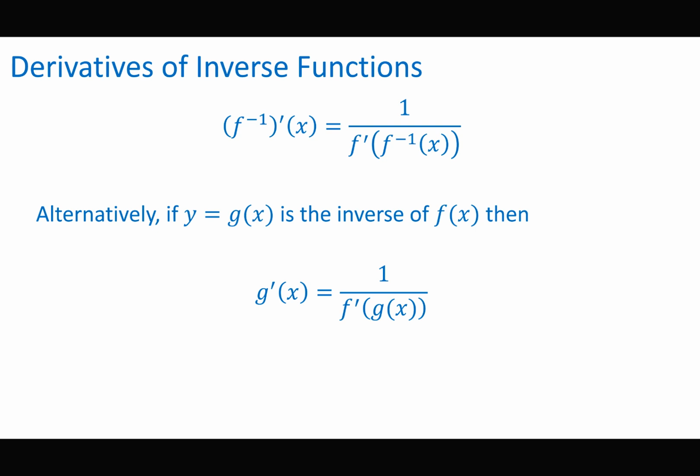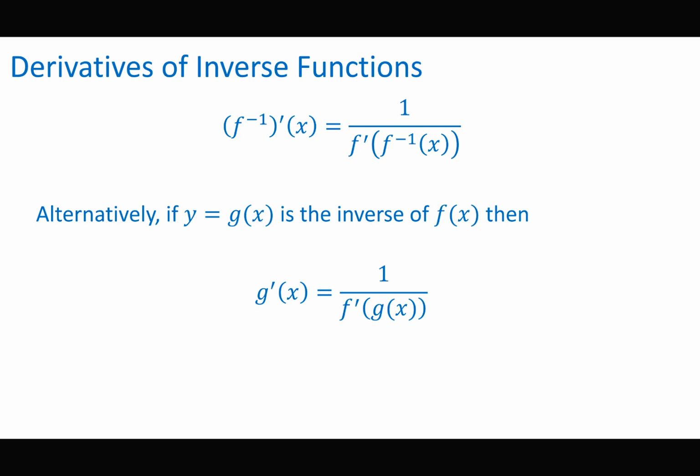So g prime of x, that's finding the derivative of the inverse function, is simply 1 over f prime of g of x. So you can see it's getting into not really chain rule, but it is kind of chain rule. But we just leave it just like this. There's no g prime in the denominator or anything. So the derivative of an inverse function, when our inverse function is g of x, is simply 1 over f prime of g of x.